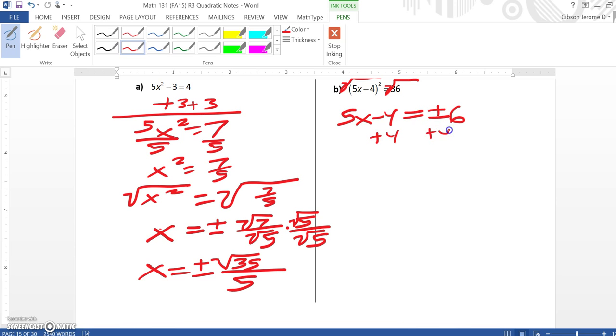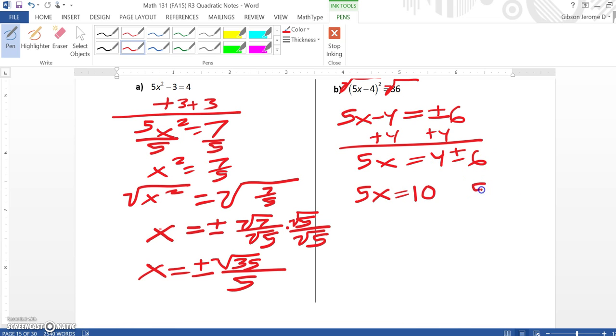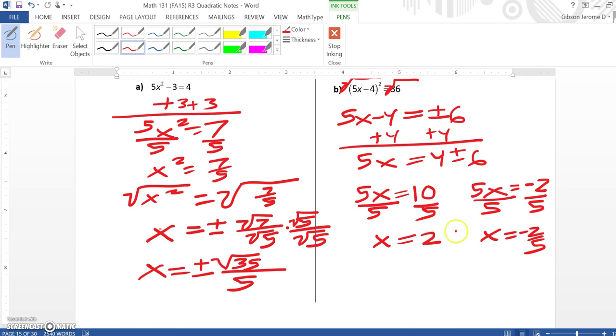So we will add 4 to both sides, and we will have 5x is equal to 4 plus or minus 6. So now what we can have is 5x is equal to 4 plus 6 is 10, and then we can have 5x is equal to 4 minus 6 is negative 2. And then we can solve. We divide each side by 5 here, and x is equal to 2. We divide each side by 5 over here, and x is equal to negative 2/5. So we know our answer is 2 or negative 2/5. And that is our final answer.